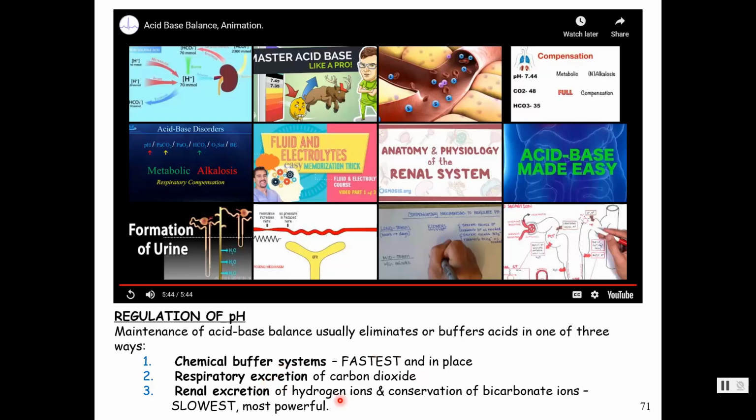Renal excretion, we know that we can get rid of hydrogen ions through urine, and that's why urine is usually acidic, pH 6, and we can conserve those bicarbonate ions. This is the slowest, but it's also the most powerful because we can get rid of all those other acids, so lactic acid, sulfuric acid, phosphoric acid, whereas respiratory, to be honest, we're just getting rid of our volatile acids, so our respiratory acids, so carbonic acid. Still good, but I'm just saying renal excretion is going to be the most powerful.